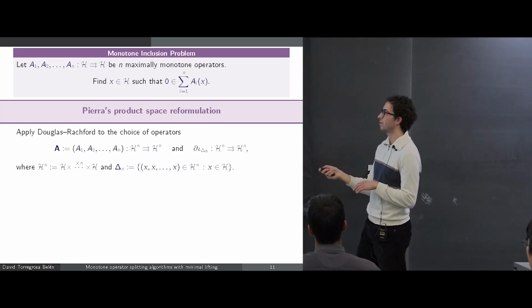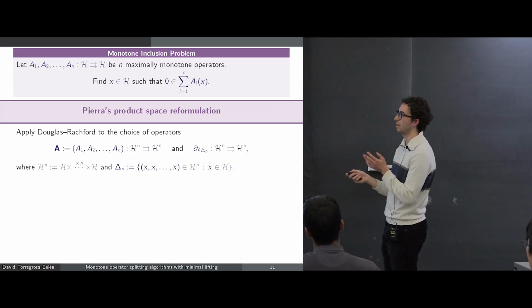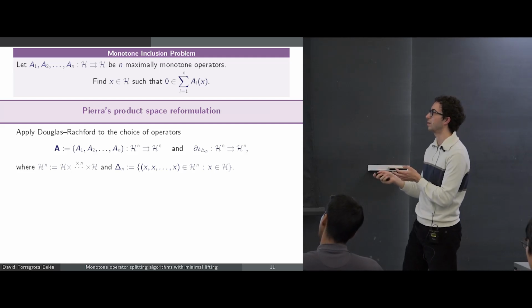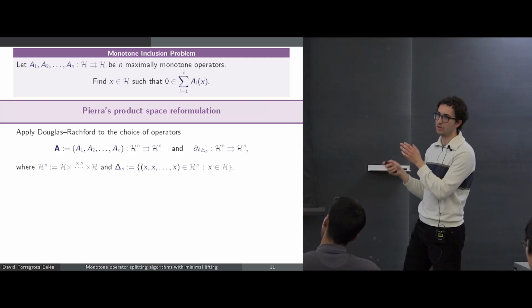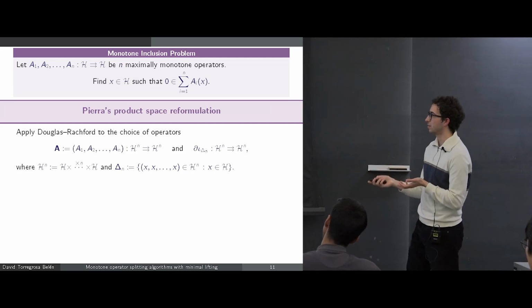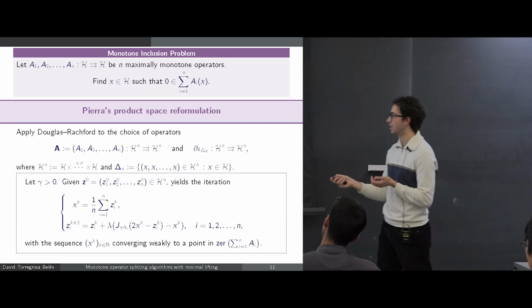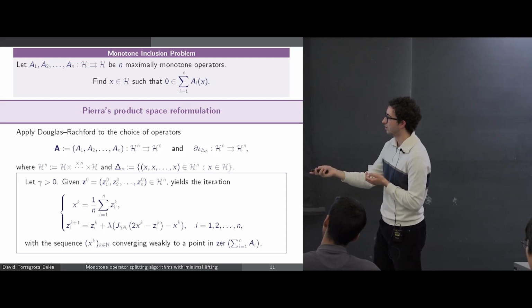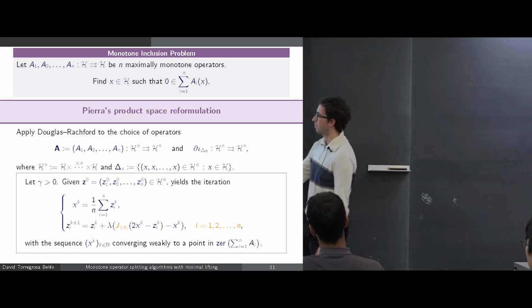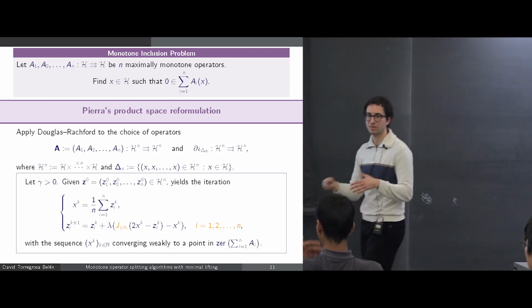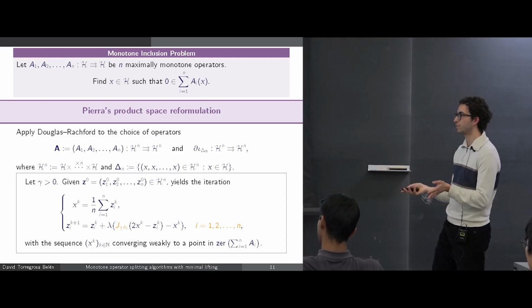Okay, so the important thing here is that these operators are defined in H^n, which is the n-fold Cartesian product. We need n copies of the original variable to evaluate them. And when I apply Douglas-Rachford to them, what I get is this iteration here, which again uses the resolvents of each one of the maximally monotone operators independently. So it's in the spirit of splitting algorithms.